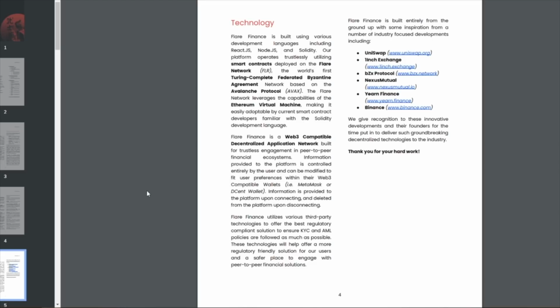Now, this summarizes the first section of the breakdown of the Flair Finance white paper. In the next episode, we will be getting to the juicy bits. This is simply just the precursor.